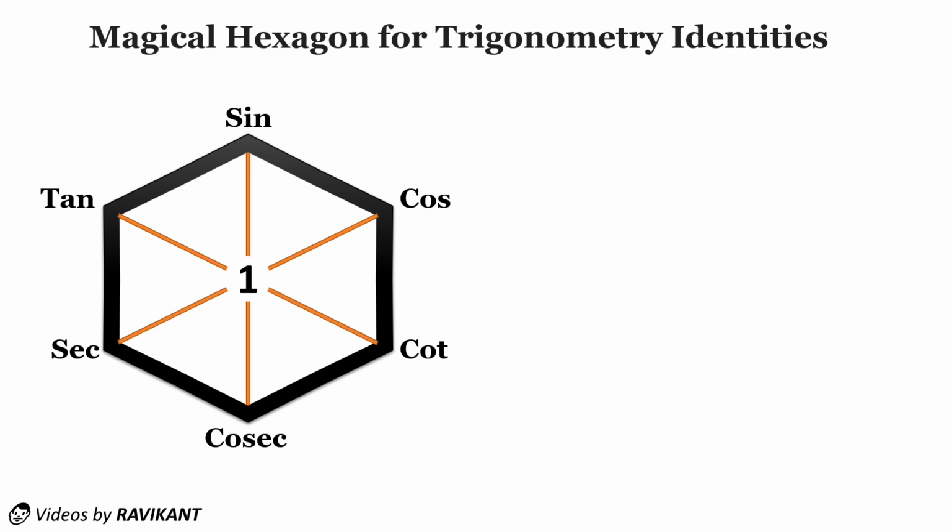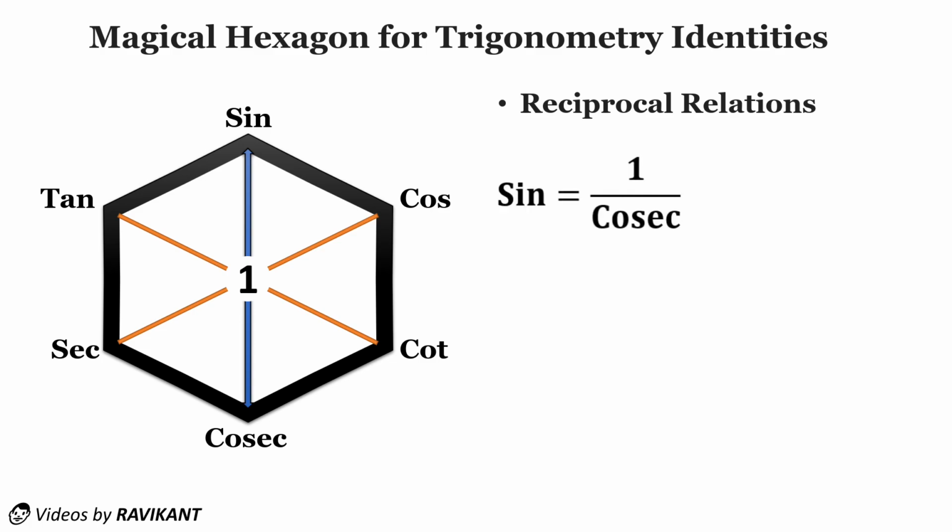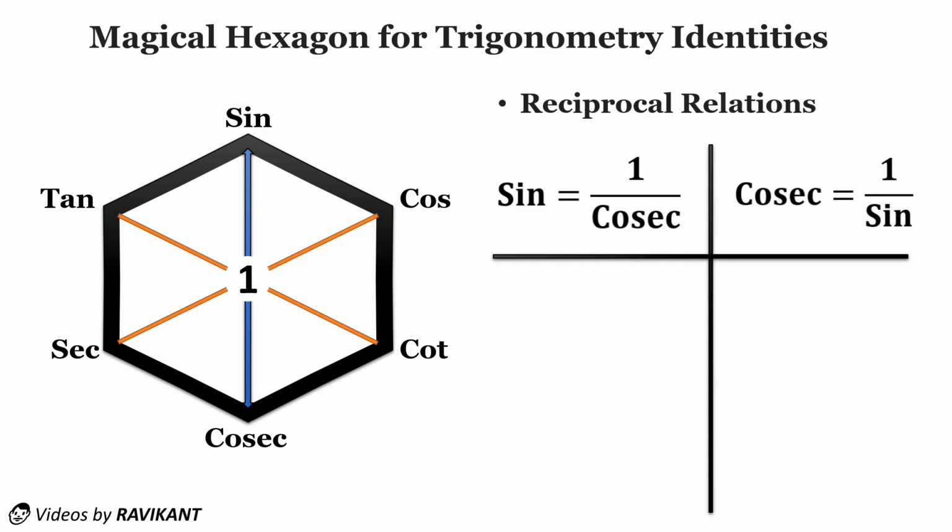Now let's see some reciprocal relations. Reciprocal relations means opposite or inverse relations between trigonometric ratios. So first we write the reciprocal relation for sine. You can see sine and cosec are in opposite relationship. So we can write sine is equal to 1 by cosec. And also we can write cosec is equal to 1 by sine. So these are the two reciprocal relations between sine and cosec.